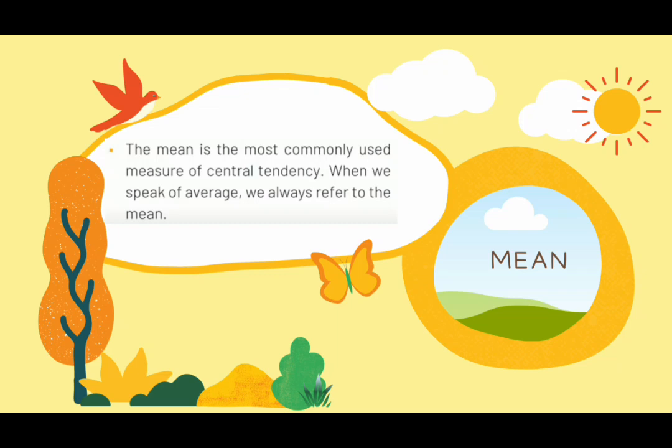Mean is the most commonly used measure of central tendency. When we speak of mean, it is the average of the given numbers. It is the easiest among the three. These three are really easy. It is easy to calculate: add up all the numbers and then divide by how many there are. So you're going to get the average.